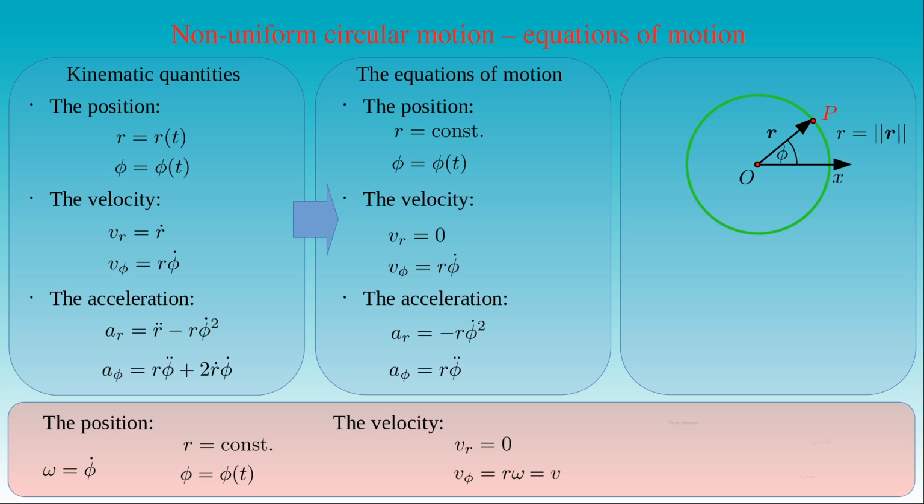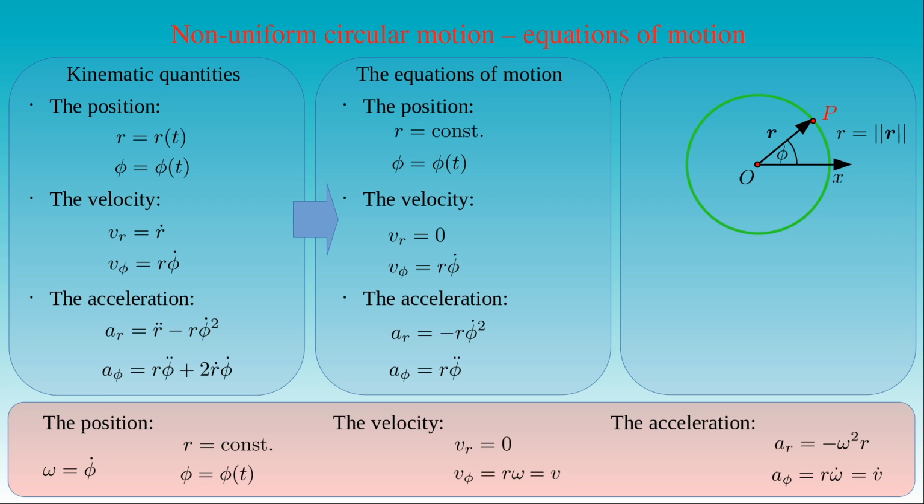The acceleration of the body has the following components. Its radial component is given by minus the square of the angular frequency omega times the radius r, while its angular component is equal to the radius r times the derivative of the angular frequency omega. Since the radial coordinate r of the moving body is constant, this expression is just the derivative of the speed v with respect to the time t, as we expected.